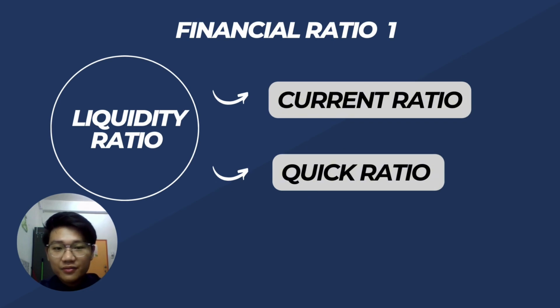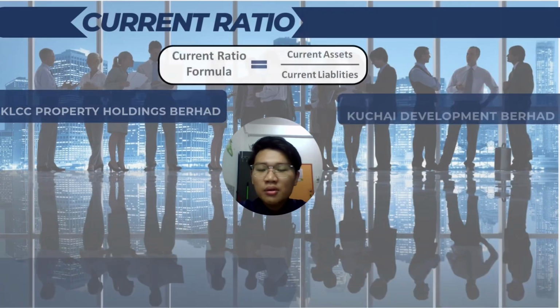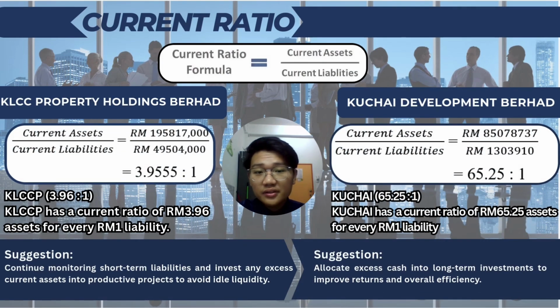So I start with the first financial ratio category, which is liquidity ratio. Under this category, we have two ratios, which are current ratio and quick ratio. So we go for current ratio first. Current ratio is calculated by using current assets divided by current liabilities. If it is above 1, it means the company is able to pay its short-term debt by using its current assets. So we'll go for KLCCP first.